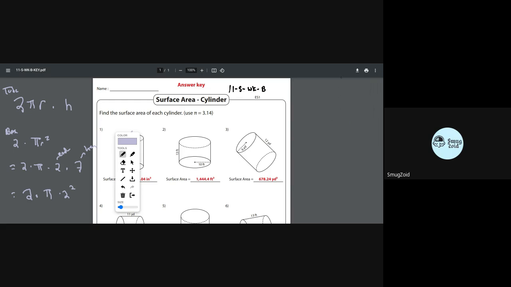I'll do this one just for fun so you can see what's going on. 2 pi r times the height: 2 times pi times the radius 6 times the height, which would be 12. And this is just the tube part. To get the base, it's 2 pi, my radius is 6, so it's going to be 6 squared. You get an answer for both of these and you just add them.